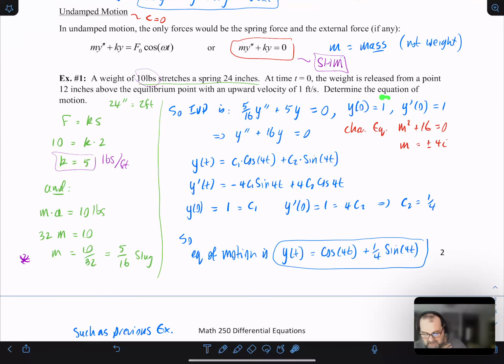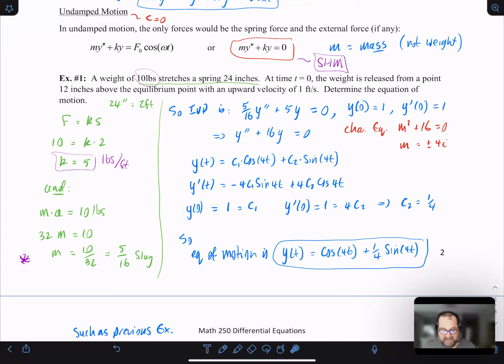So at time t equals 0, we are at 1 foot, and at time t equals 0, the initial velocity is upward, 1 foot per second as well. So this would be our initial value problem.